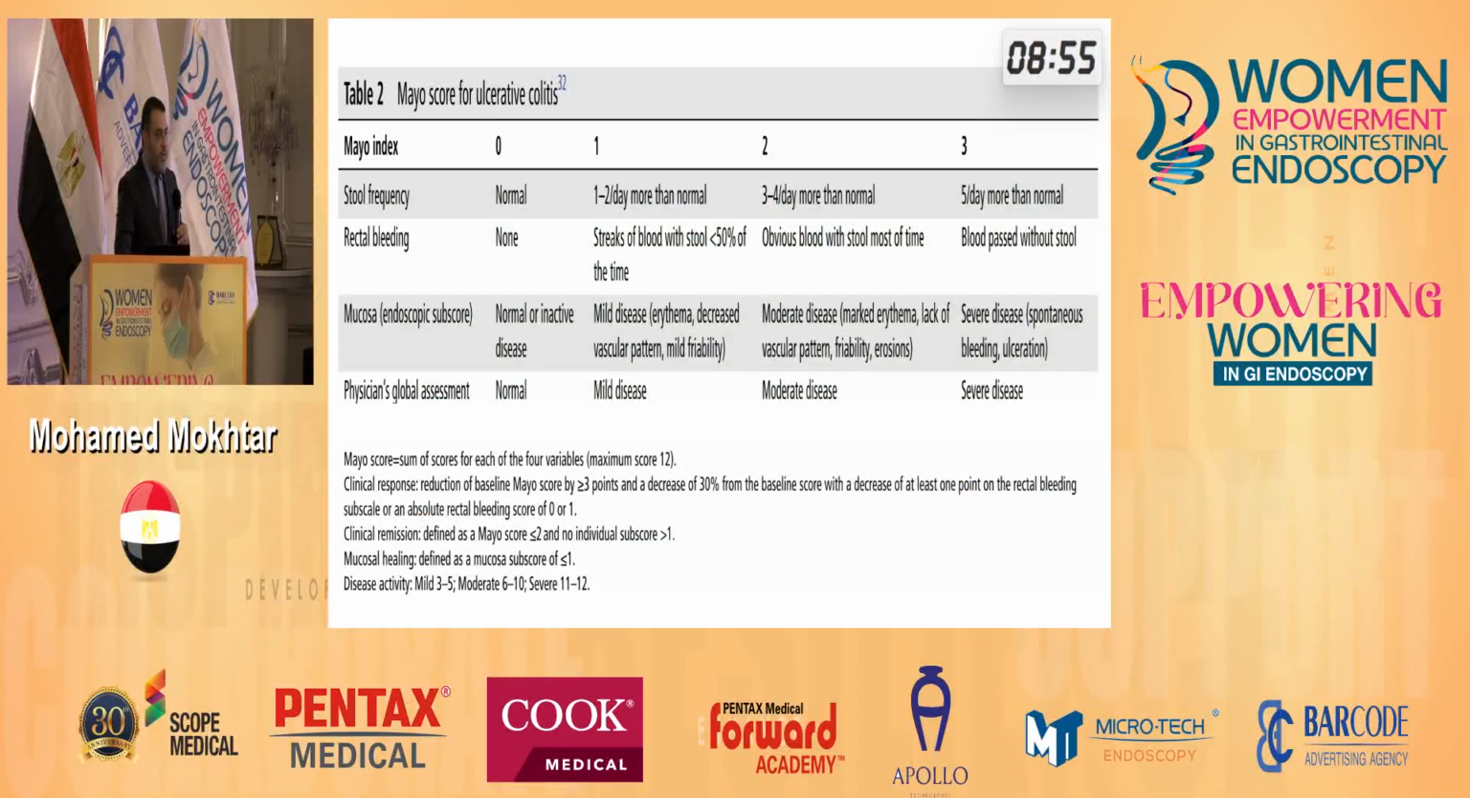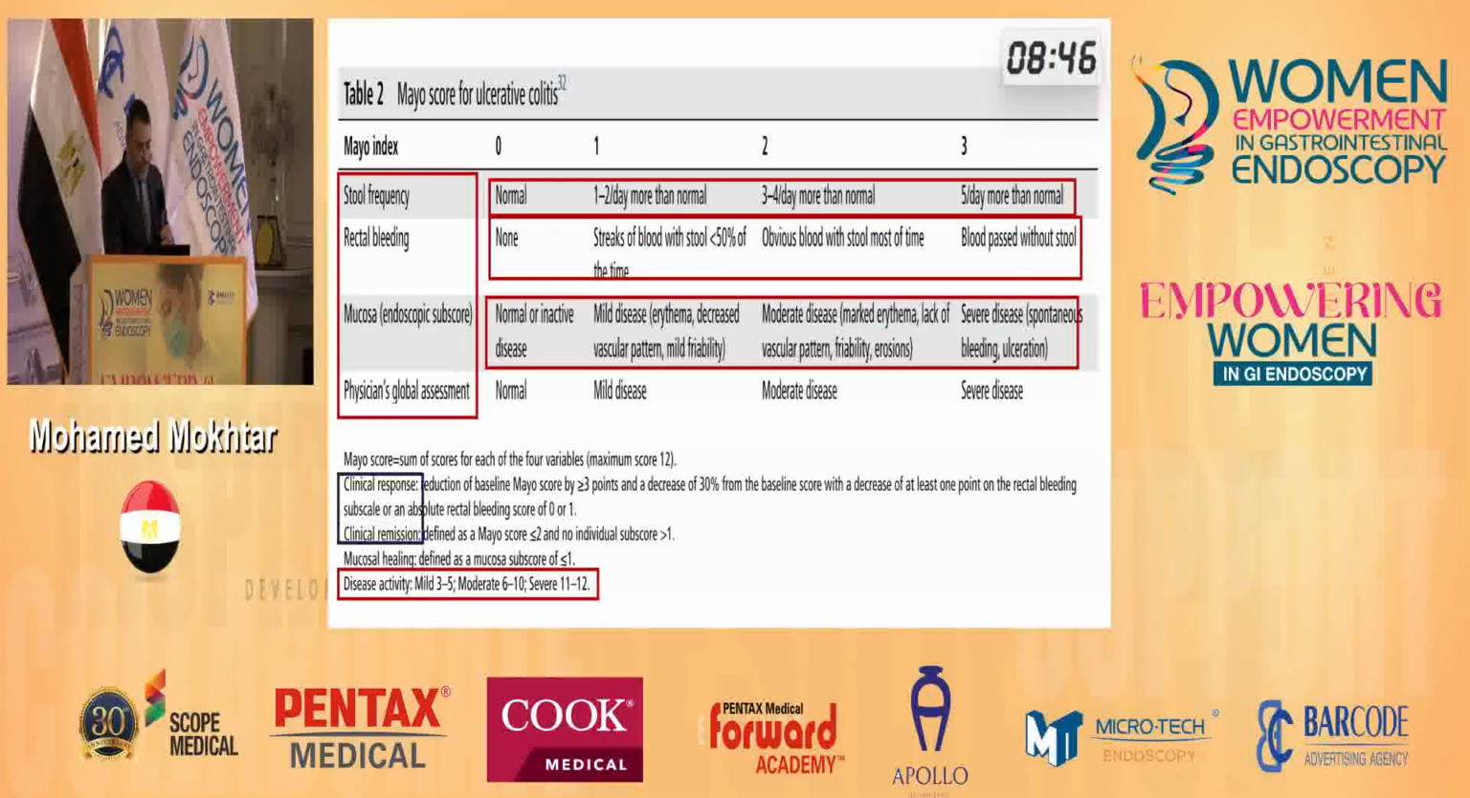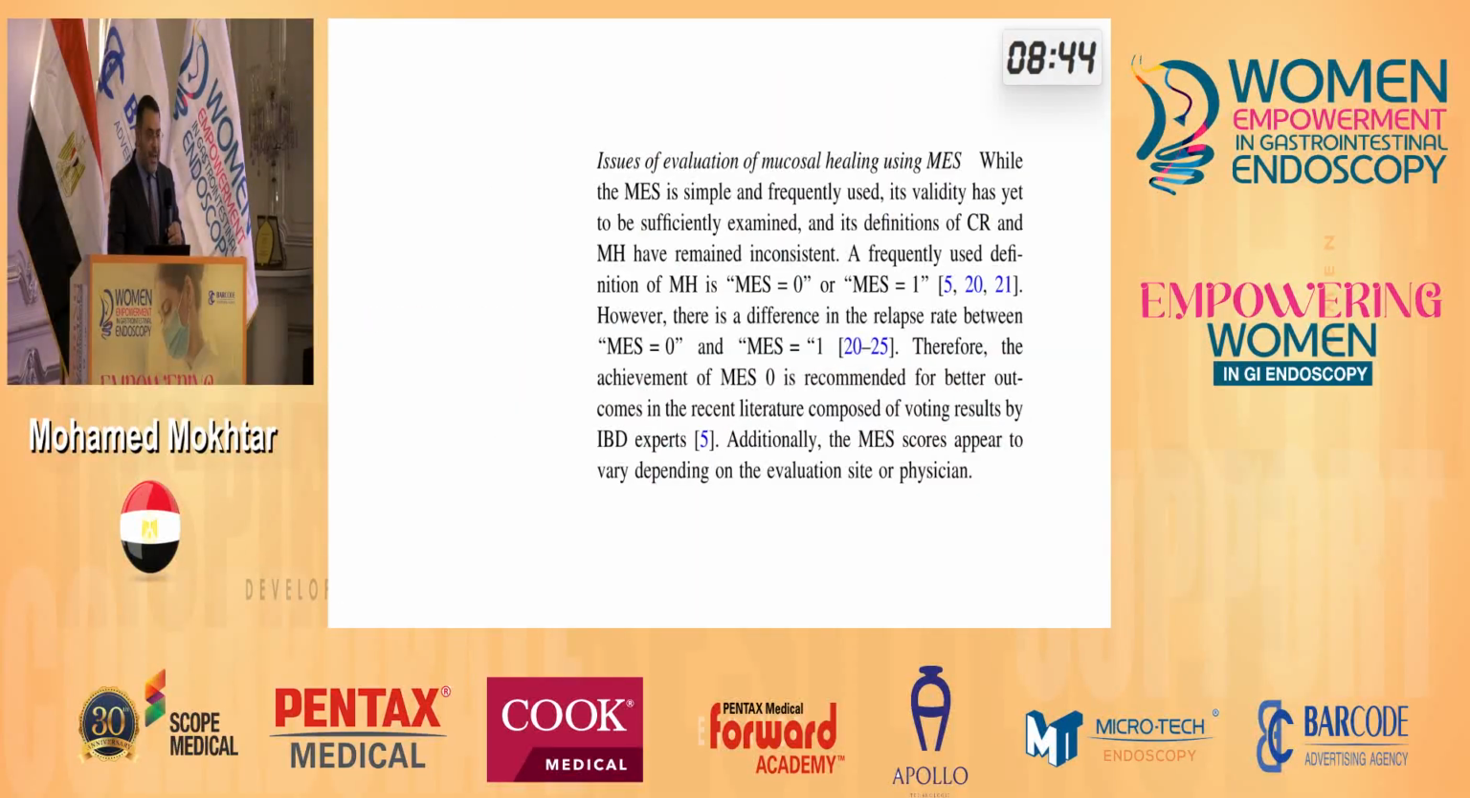Don't forget that the Mayo endoscopic score is a part of the Mayo score of ulcerative colitis, which depends on stool frequency, rectal bleeding, and physician global assessment. Mucosal healing in the Mayo endoscopic score varies from 0 to 1, but it's better to achieve level 0. Level 0 has a better prognosis and less incidence of recurrence.